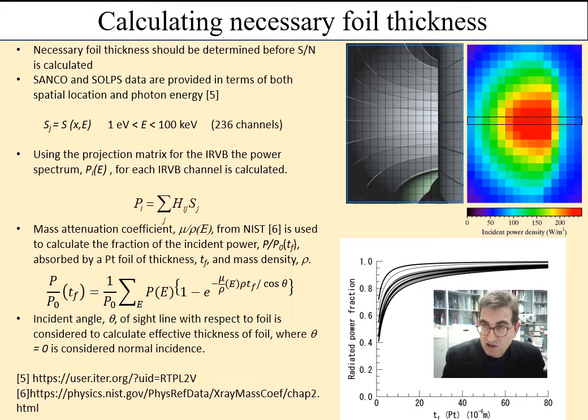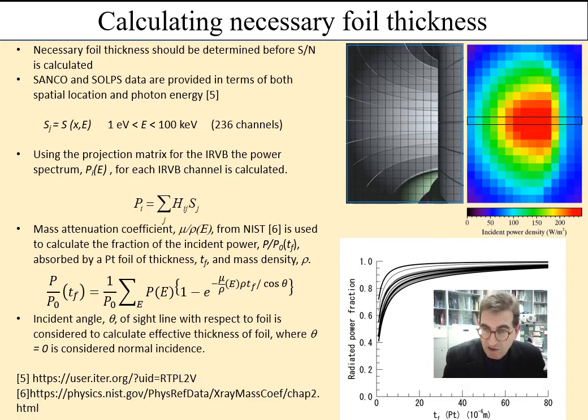We can look at individual channels and what the thickness of the foil would be needed to get a certain radiated power fraction. So we plotted that for all these pixels along the midplane of the diagnostic. And then we use this equation here to calculate the radiated power fraction for each foil, depending on the energy of the photons, the foil thickness, and the incident angle of each channel on the foil, and that tells us what the radiated power fraction is which is absorbed by each pixel.